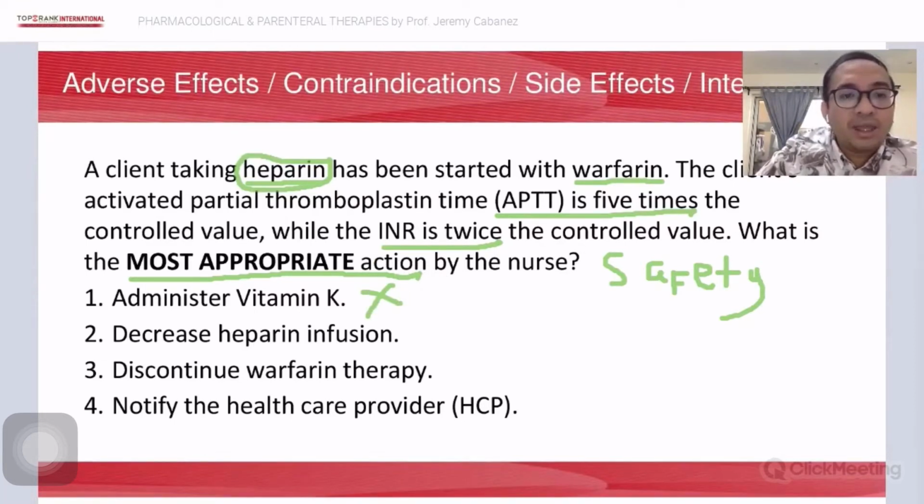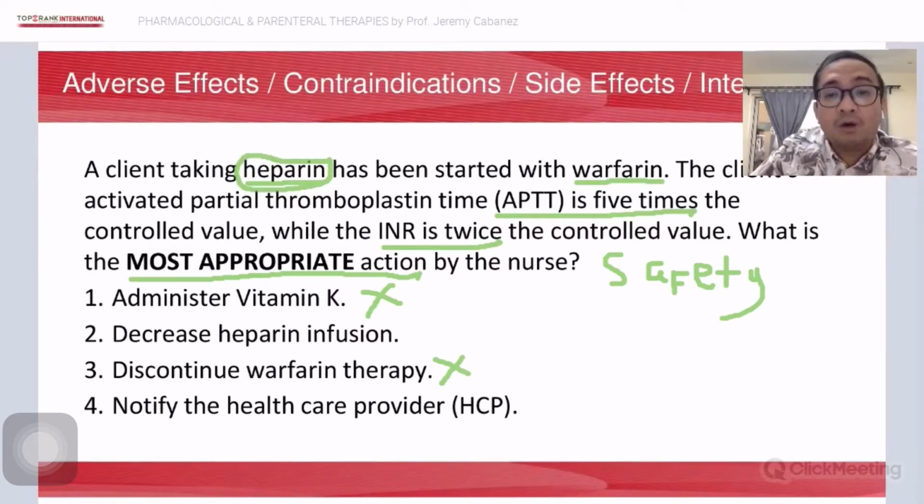Next, number 2, decrease heparin infusion. Can we decrease the heparin infusion? Yes. Why do we need to decrease? So that it would be lower, so that it will not be 5 times the control value, right? So definitely, is this safe or unsafe? This is safe. So we keep number 2. Next, how about number 3? Discontinue warfarin. Is warfarin our focus at this time? No. INR twice the control value, hindi mo pa yan focus, okay pa yan. So definitely eliminate number 3. Next, number 4, notify the HCP.